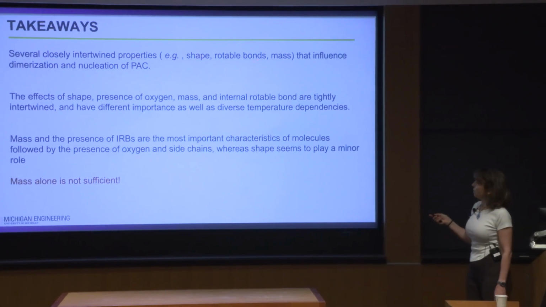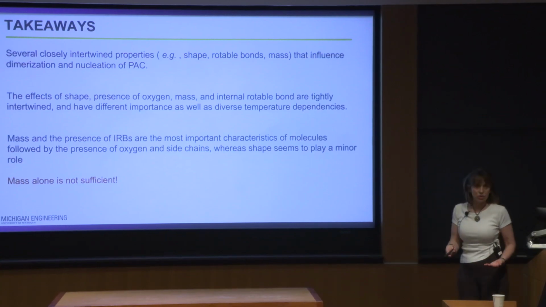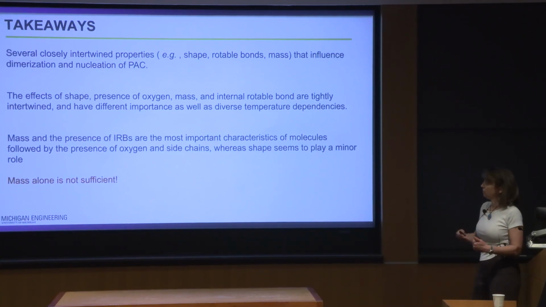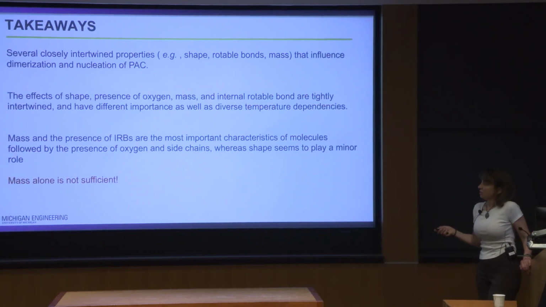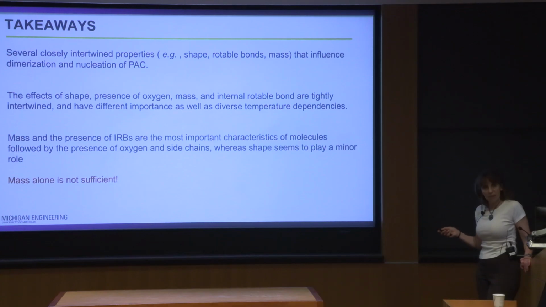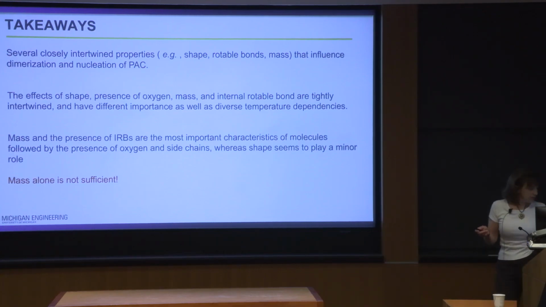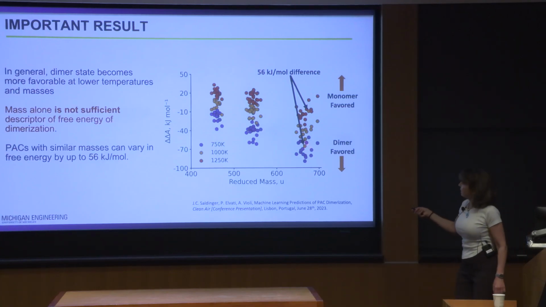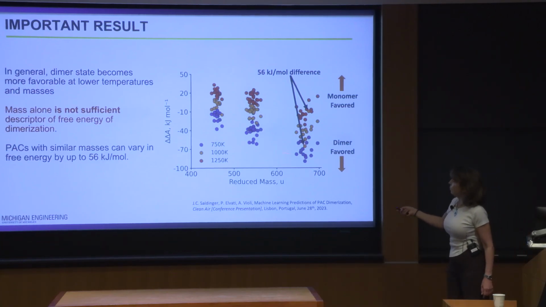Some are the shape, rotatable bonds, mass, and oxygen that influence this dimerization. That is one of the steps, again, for the PAH to grow. And they are intertwined, so they have different importance as well as diverse temperature dependence. When I show you this slide, you can see the temperature dependence: you can go from 1,000 to 1,250 to 750, and you can still have a huge difference.